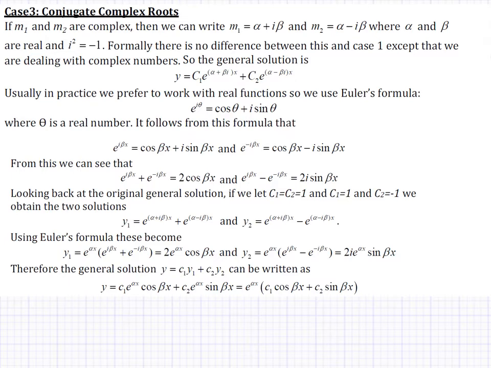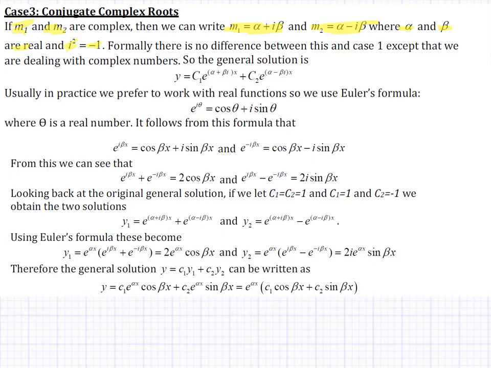And so if we look at the complex roots and say m1 and m2 are complex conjugates. So m1 is alpha plus i beta, and m2 is alpha minus i beta. Again, where alpha and beta are real, and i is the imaginary number such that i squared equals negative 1. Or you could say i equals the square root of negative 1. Now, this is really not any different than in case 1 where we had 2 distinct real numbers. Here we have 2 distinct complex numbers.